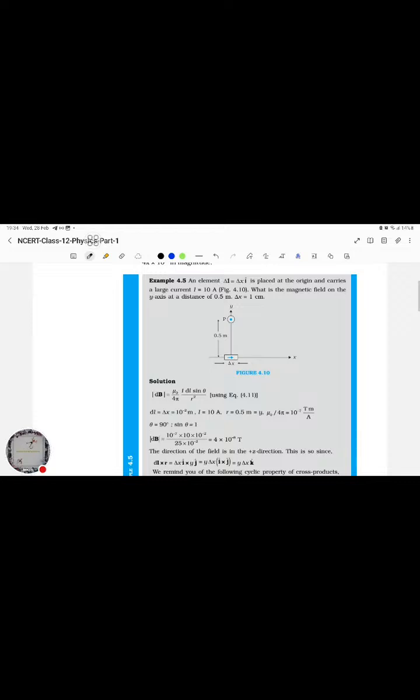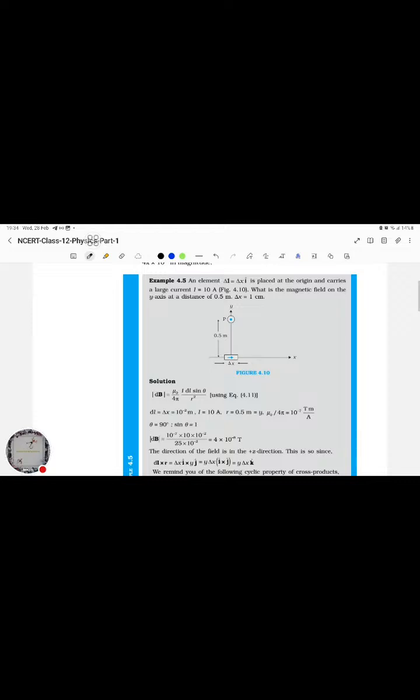On the y axis, it is obviously going to be perpendicular to the current element vector, which means the sin theta factor is taken to be 1, and the distance is taken to be 0.5 meters, whose square is equal to 25 into 10 power minus 2. We knew that mu naught by 4 pi is 10 power minus 7. The amount of current flowing is 10, and the differential element length is 10 power minus 2 meters. I'm converting into SI units because it was given in centimeters, and that is divided by 25 into 10 power minus 2.